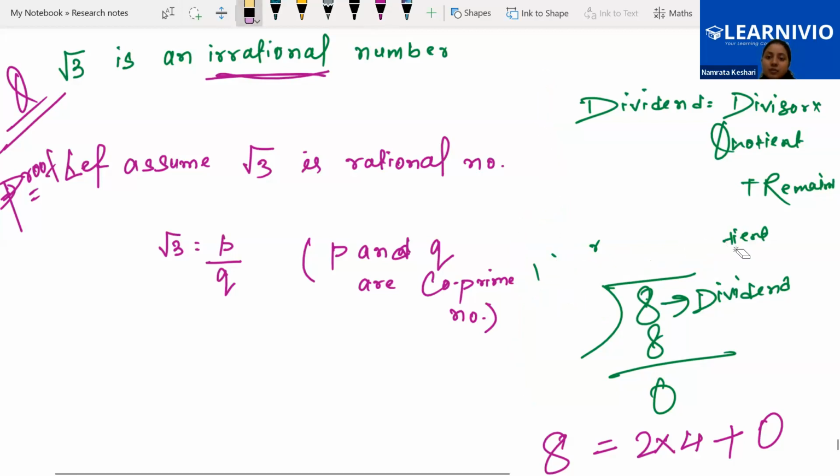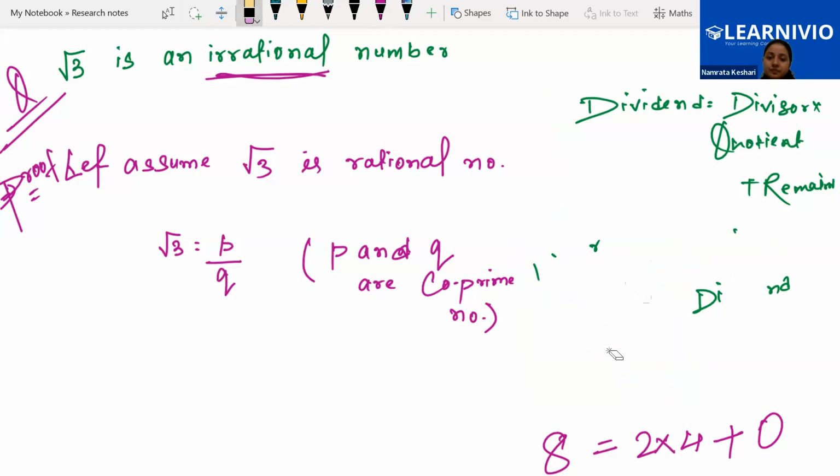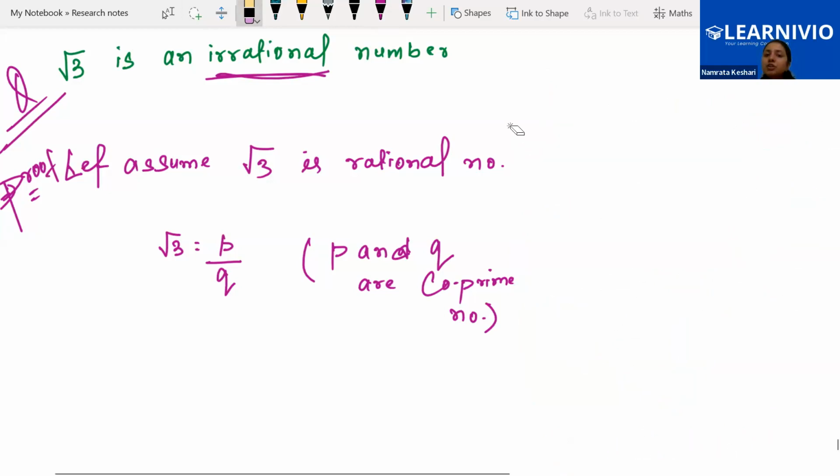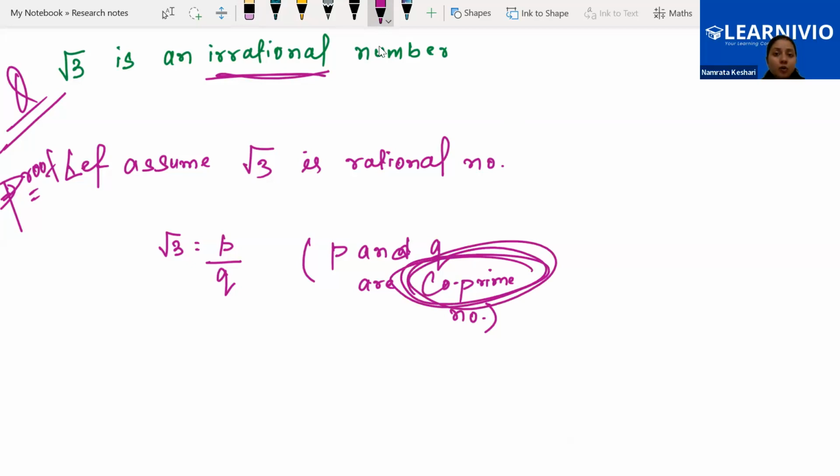We have represented root 3 as P by Q, where P and Q are integers, of course, and P and Q are also co-prime numbers. That also we have taken as an assumption, that it's a pair of co-prime numbers. Now, we are going to show that there is a common number which can divide P also and Q also, which will be against our assumption that they are co-prime.